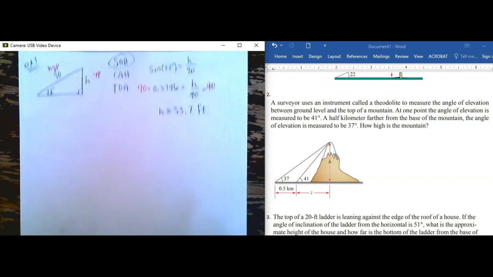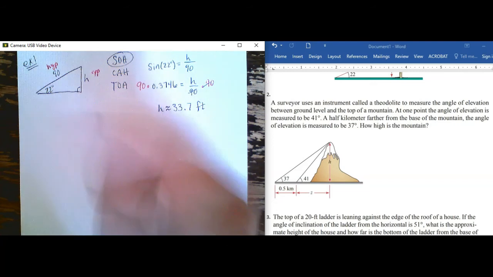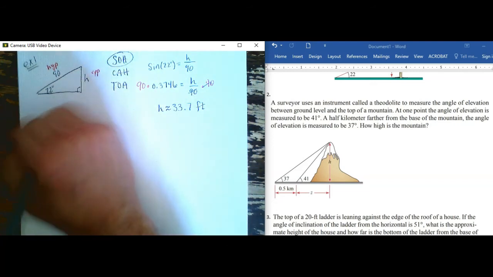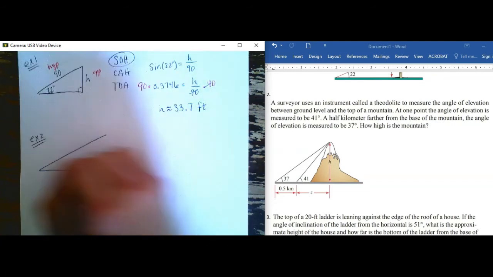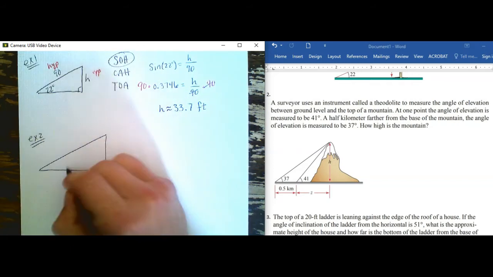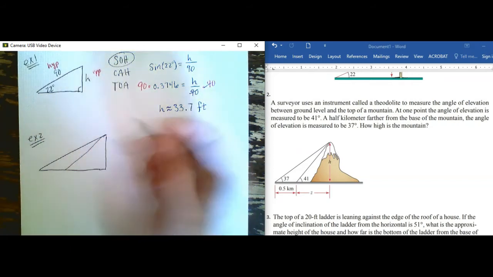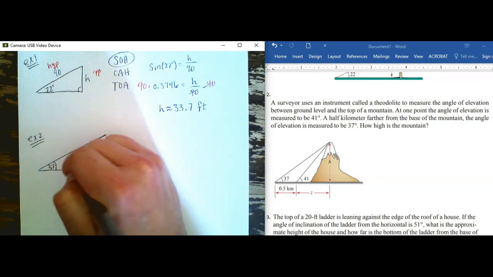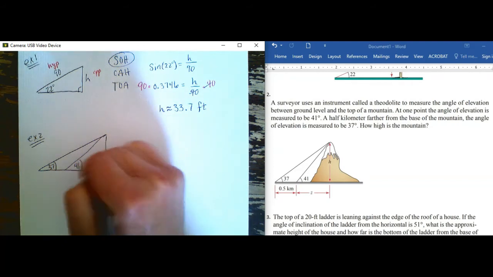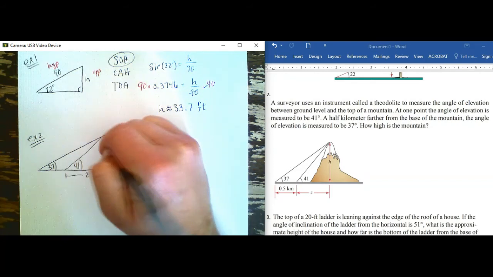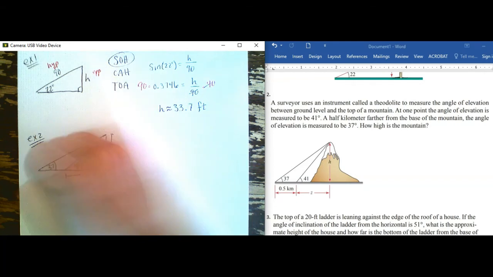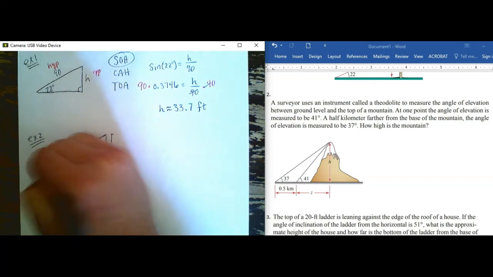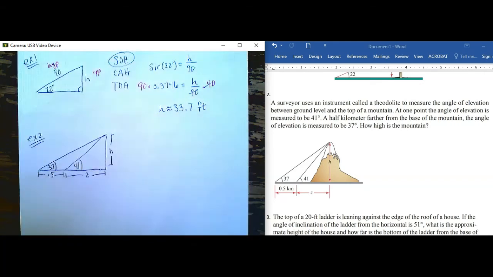So again, what you want to do is get rid of all the bells and whistles from the diagram that they give you. So here, let's say 37, 41, here's z, here's h, here's 0.5. Okay. All right, so let's see how we're going to do this one.